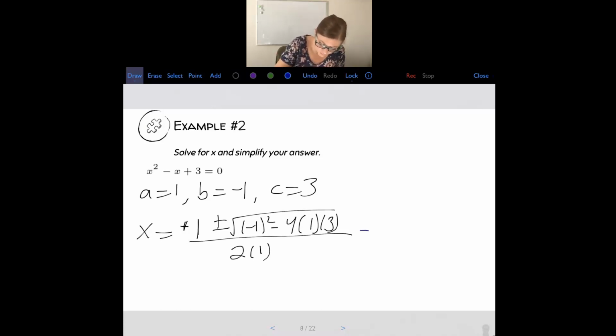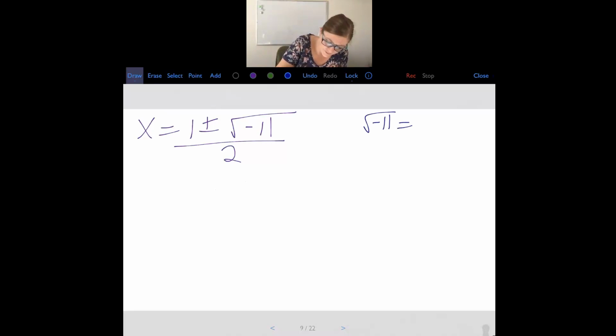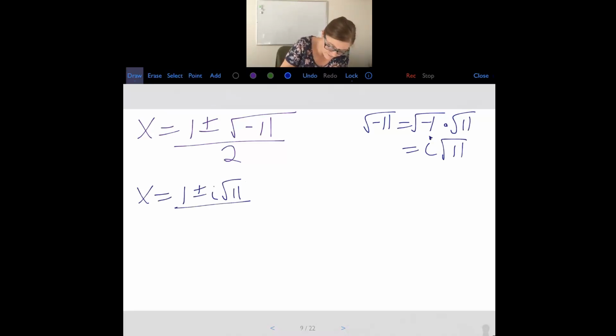So we have 1 plus or minus, -1 squared is 1, minus 4 times 1 times 3 is 12, over 2. Okay, keep going. 1 minus 12 is -11, divided by 2. Now we need to simplify the square root. The square root of -11 would be the square root of -1 times the square root of 11, and the square root of -1 is i. So this is i square root of 11. So now we have x is equal to 1 plus or minus i square root of 11 over 2.